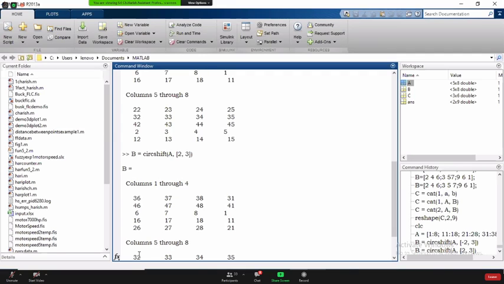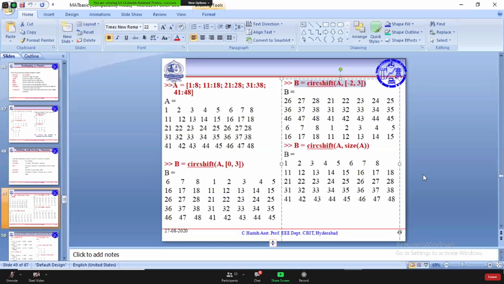Is it clear or not? Yes, sir. Simple, you just need to have an observation, nothing more than that. Okay, can I go for the next point? Yes, sir.